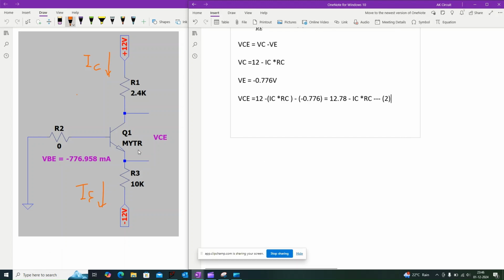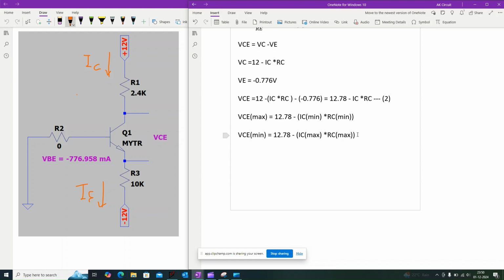Earlier we discussed that we have to find the maximum and minimum voltage across the collector to emitter junction. Here VCE is maximum when IC into RC is minimum, and VCE is minimum when IC into RC is maximum. So VCE max is equal to 12.78 minus IC minimum into RC minimum. Similarly, VCE minimum is equal to 12.78 minus IC max into RC max. So we need to find the minimum and maximum values of IC and RC.